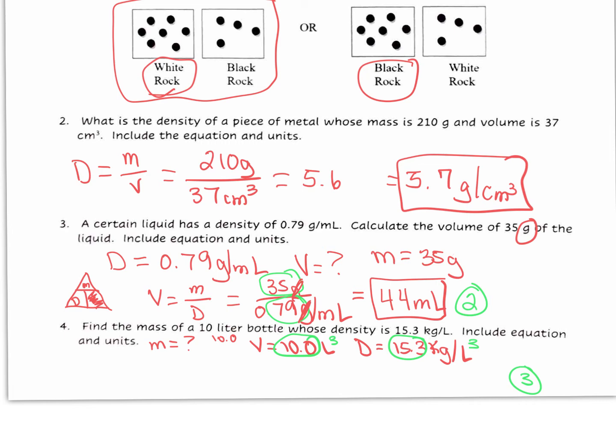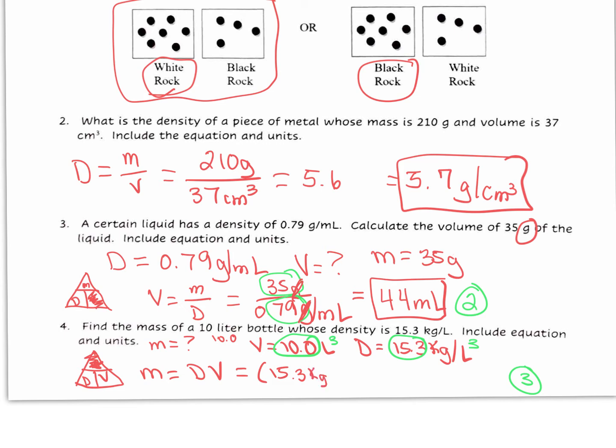So this means my answer can have 3 significant figures. All right, so let's figure out our equation. So get back my triangle. Density is mass divided by volume. And we are calculating mass, so I cover that up. So mass equals density times volume. So we plug our numbers in. I like to do parentheses if I'm multiplying.